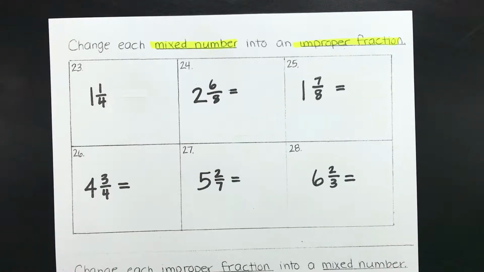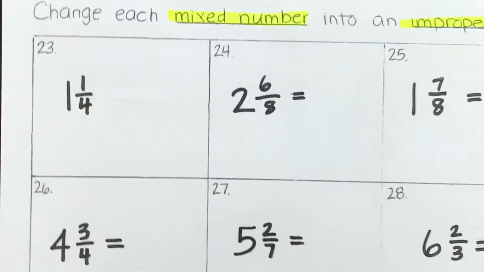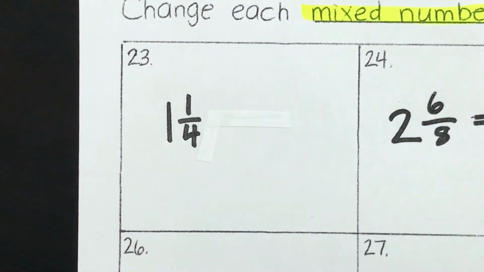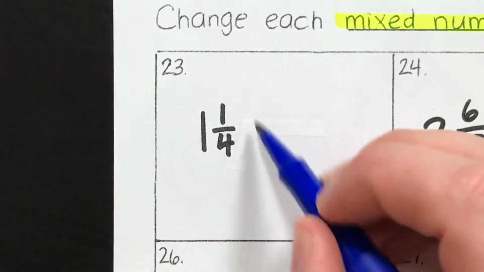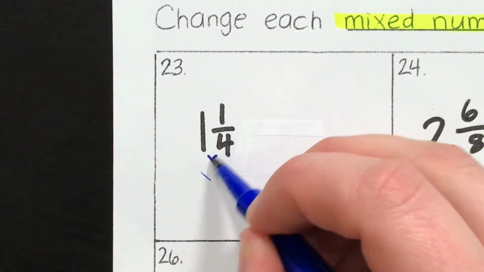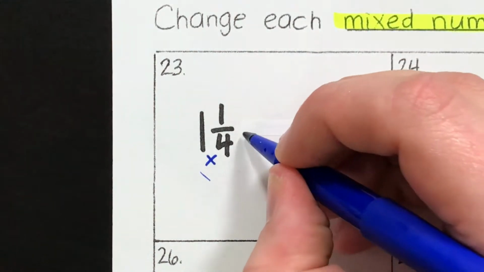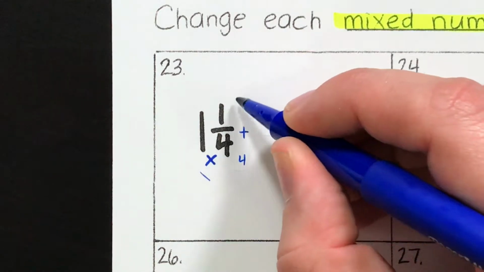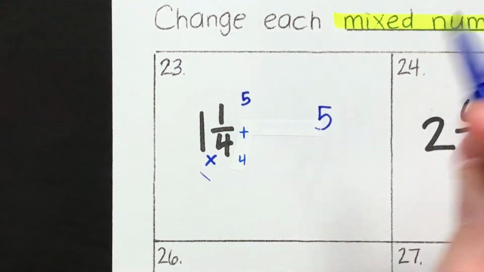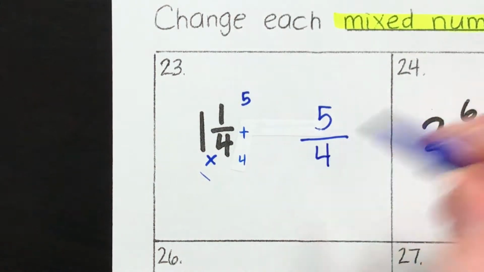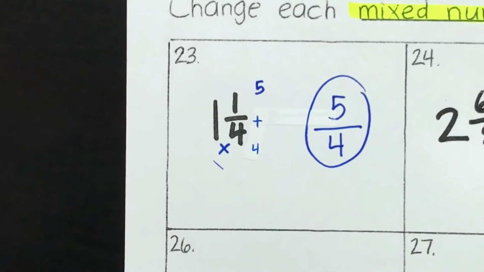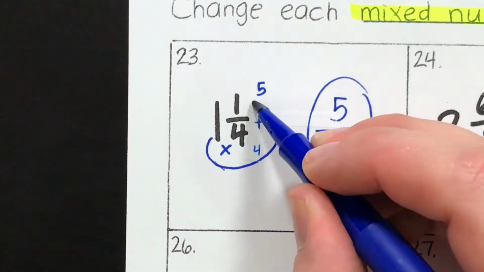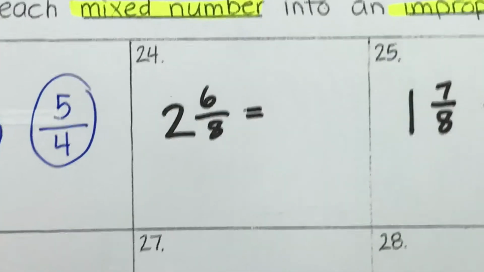All right, so page 3, for this one, we're starting with changing mixed numbers into improper fractions. So let's just jump right in and get started. I'm going to start with number 23. All right, so when we're changing mixed numbers into improper fractions, this is where we're using that circular method, right? So we're going 1 times 4 is 4, 4 plus 1 is 5. So 1 times 4 is 4, 4 plus 1 is 5. So 5 is our new numerator, and our denominator stays the same. Okay? See, circular method.